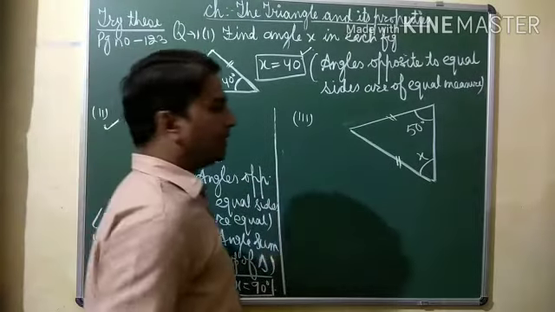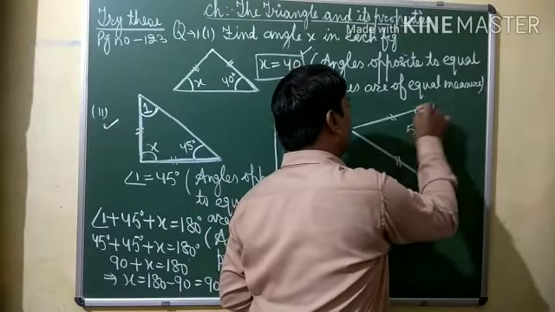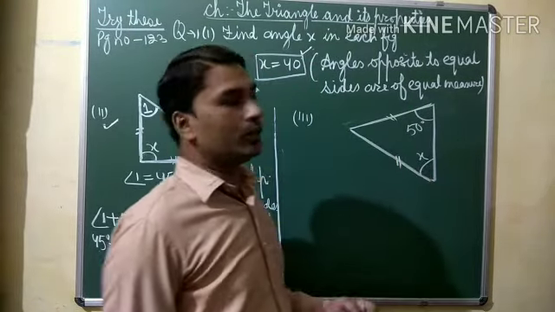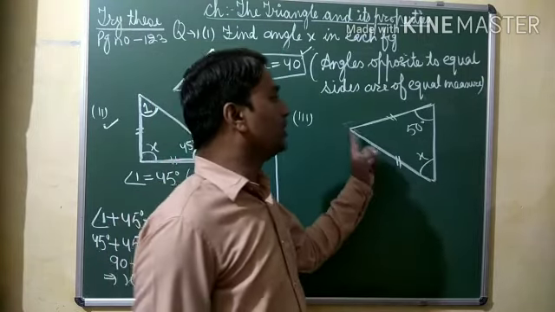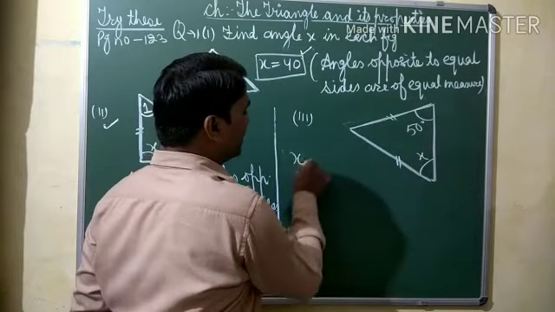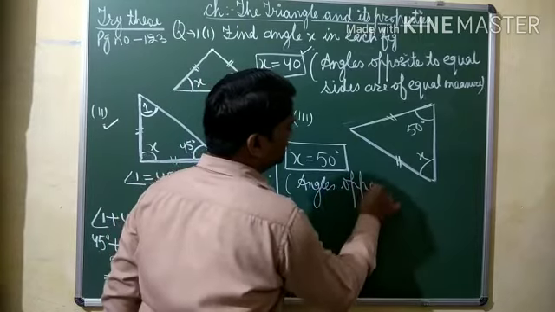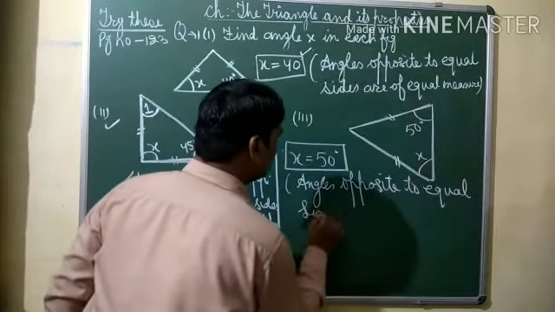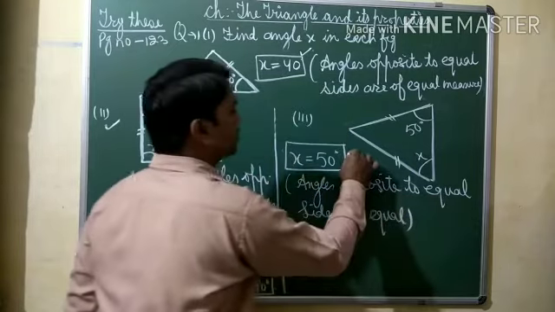Next, third part. In this part again we can see that these two sides are of equal length. Therefore angle opposite to these two equal sides will also be equal to each other, and X and 50 degree be the two angles which are opposite to these two equal sides. Therefore, these two angles will be equal to each other. Therefore, x is equal to 50 degree because angles opposite to equal sides are equal. Therefore, x is equal to 50 degree.